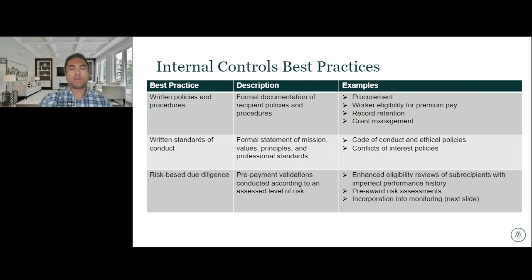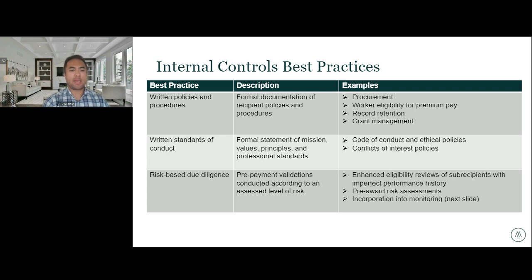On this next slide, we'll cover some best practices as they relate to internal controls. The very first one is related to written policies and procedures, ensuring that you have formal documentation of policies and procedures in place. This could be related to procurement. There's that requirement for procurement. It's very important to have the procurement policy formally documented. And then also with any grant management and record retention, having those policies and procedures formally documented as well. Also very important is to have written standards of conduct documented, so anything with conflicts of interest, code of conduct, ethical policies, making sure that you have documentation around those policies and procedures.